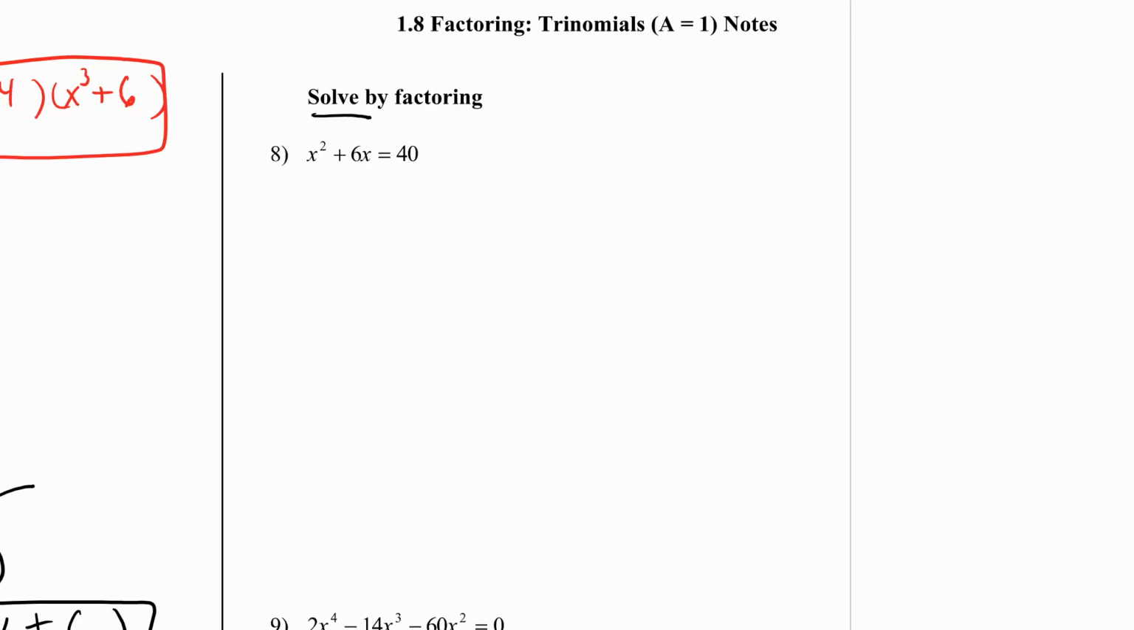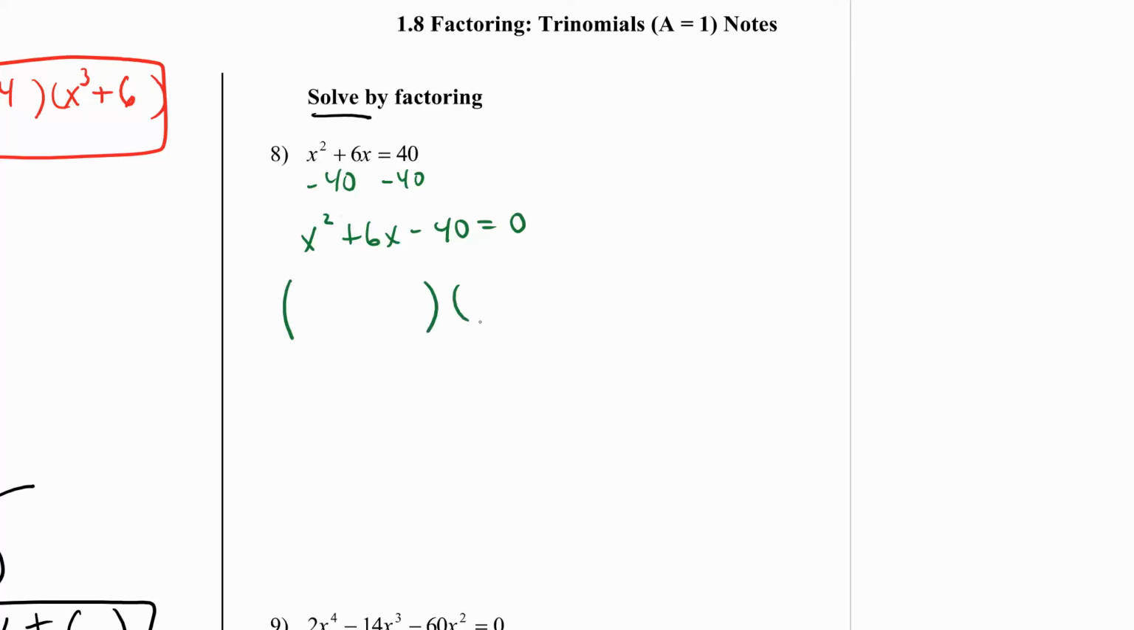You have two extra steps. One at the beginning, we're going to make sure this is in standard form. So in other words, make sure that it equals 0 as well. Okay, so that's one step at the beginning on some problems. And then we're going to factor it just like we've been doing. And then the last step is we're going to separate each factor, set it equal to 0.